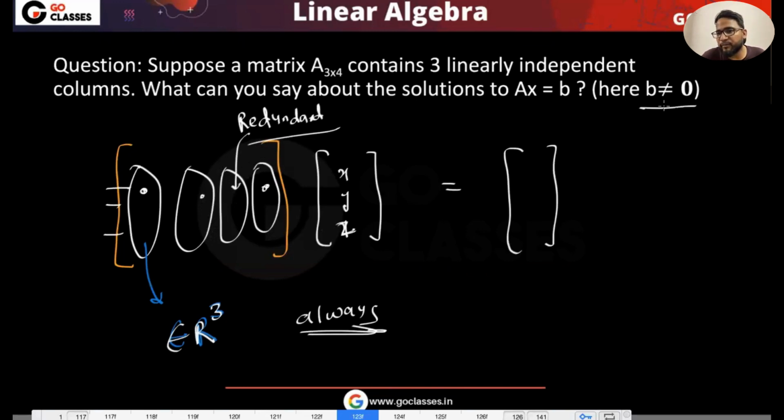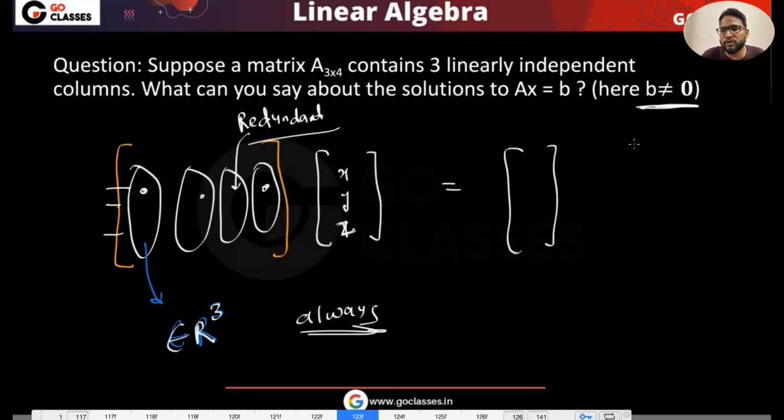See, here I am writing B not equal to 0 because if I just write B, B could be 0, then you will say for B equal to 0 you have the solution. I mean, the trivial solution always exists for B equal to 0. That's why, just to take the trivial case out of the picture, I'm writing B not equal to 0. Okay. Anyway, you got it right.